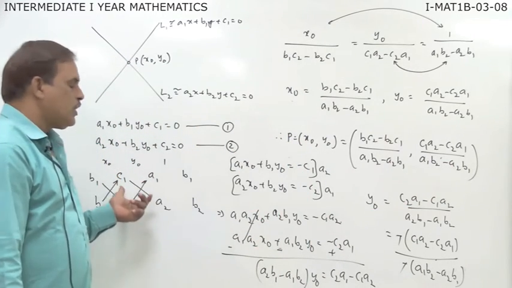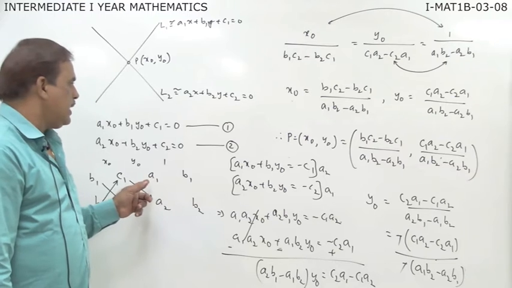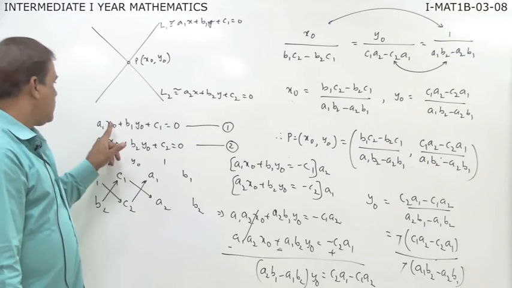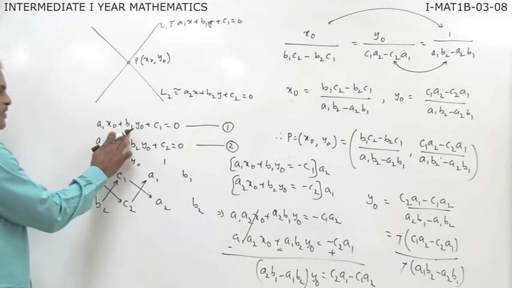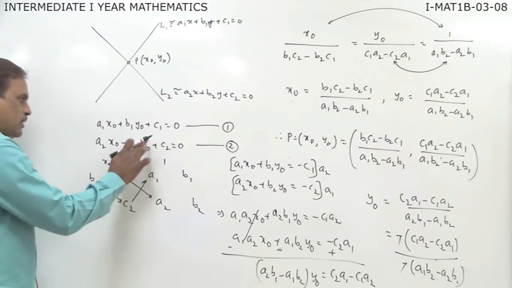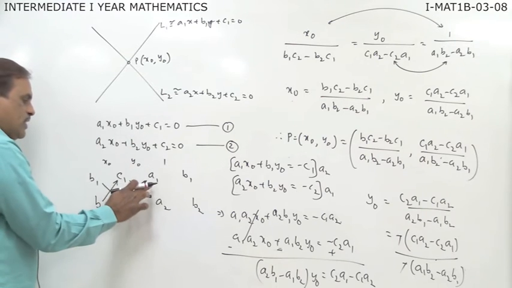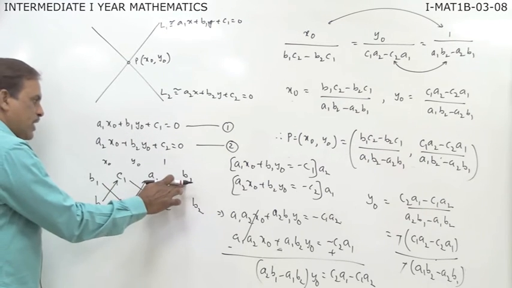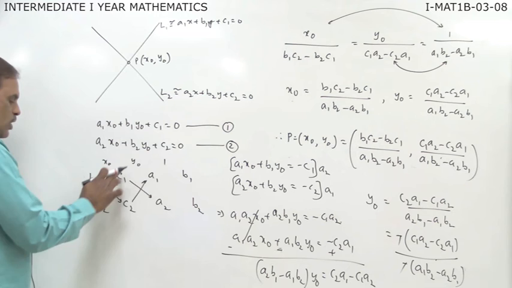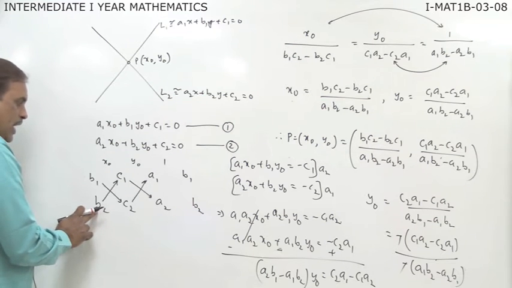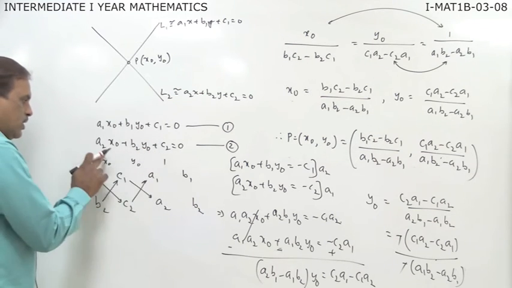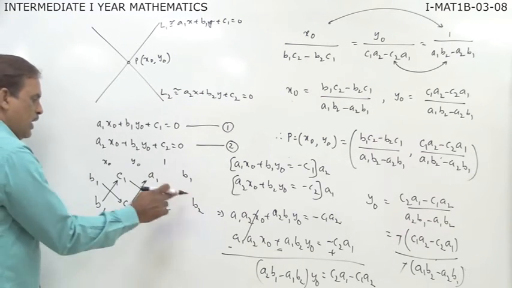And now you are going to use a little better method than your 10th standard method. Here what you are doing is you are putting the coefficients. We put the y coefficient first, then the constant, then the x coefficient, then again the y coefficient. Similarly, this equation is also written in the same way: y coefficient, then constant, then x coefficient, then y coefficient.